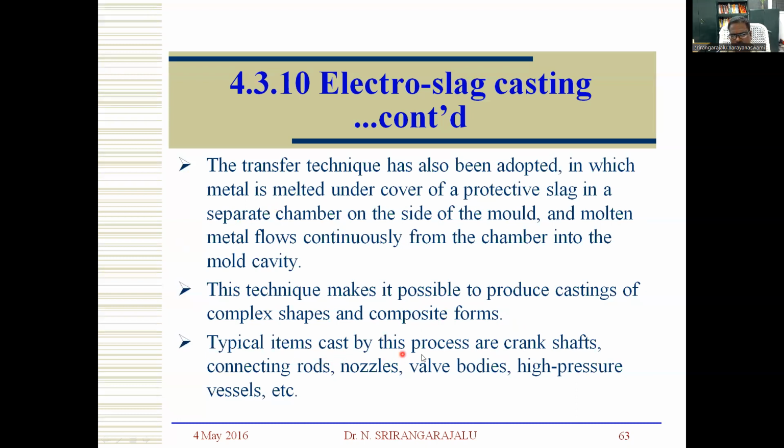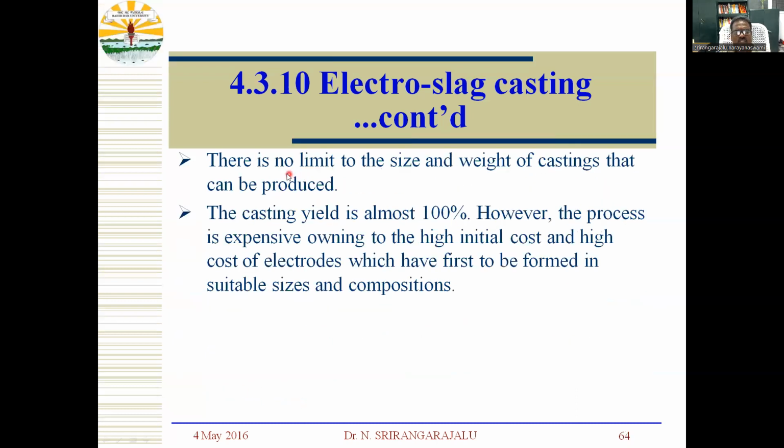Typical items cast by this process are engine crankshafts, connecting rods, nozzles, valve bodies, high pressure vessels, etc. There is no limit to the size and weight of the casting that can be produced. The casting yield is almost 100%. However, the process is expensive owing to the high initial cost and the high cost of electrodes, which have first to be formed in suitable sizes and compositions.